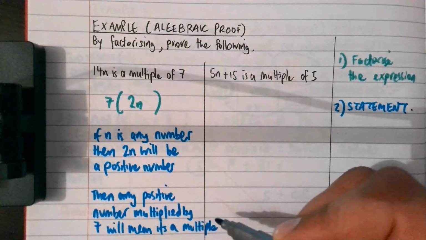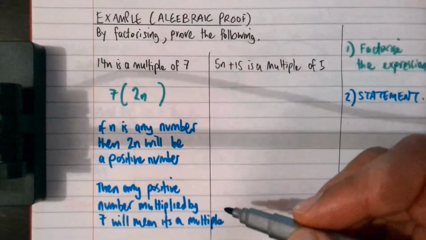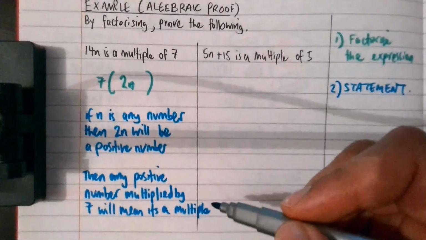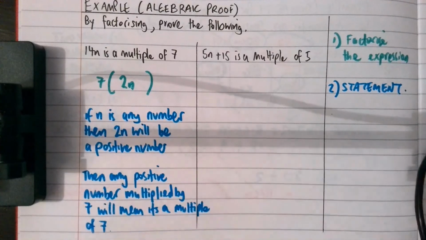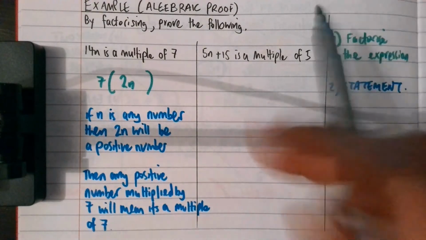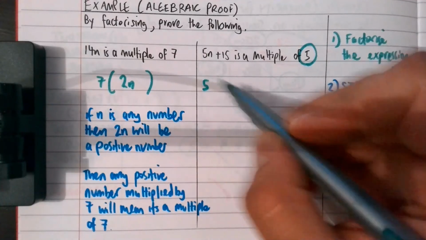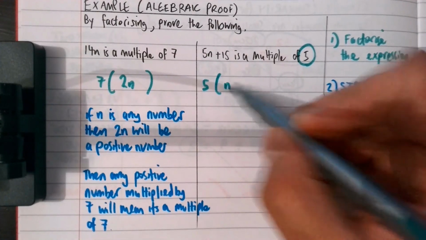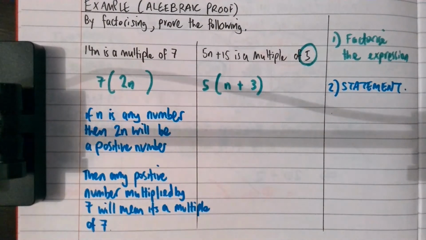Right. Now for the second example, we have the expression 5n plus 15, and we want to show that that is always a multiple of 5. They've given us the hint, so 5 goes on the outside of our bracket, and on the inside we're left with n plus 3. Now again, if n is any number, then n plus 3 will also be any number.